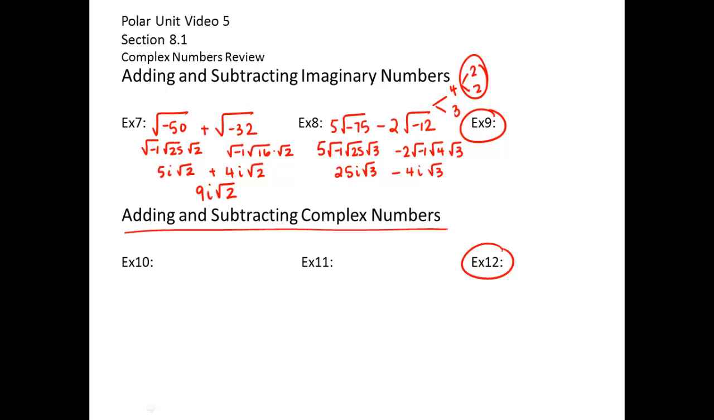Because they both have a radical 3, I'm able to combine them. If they didn't, I'd have to leave it here. This becomes 21i square root of 3.